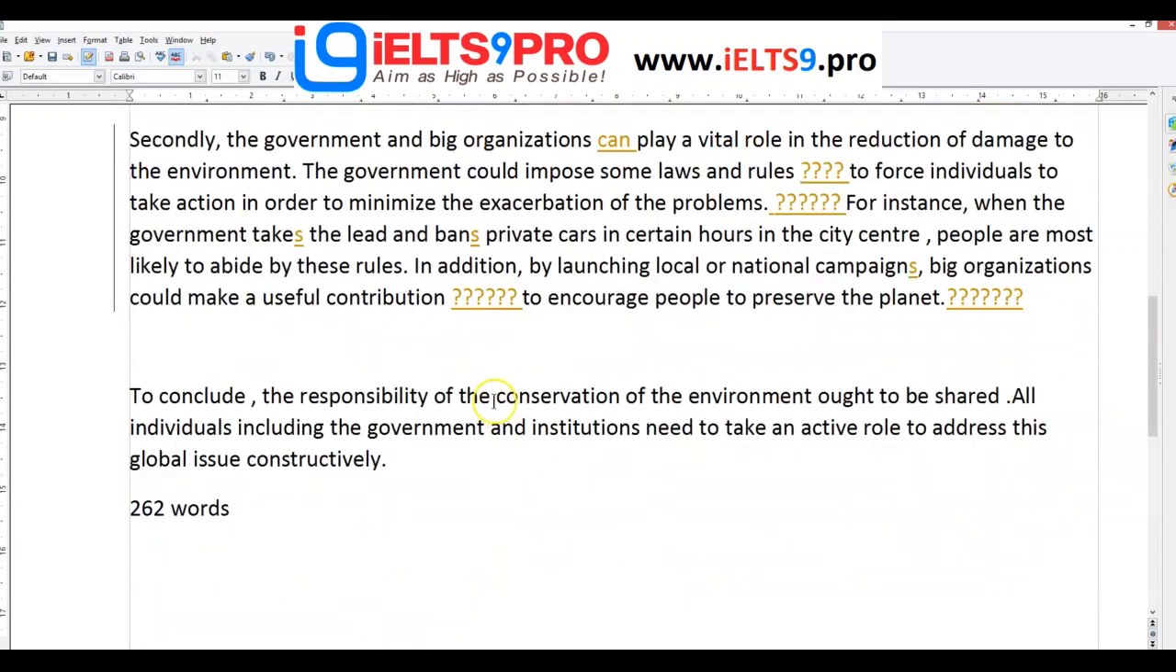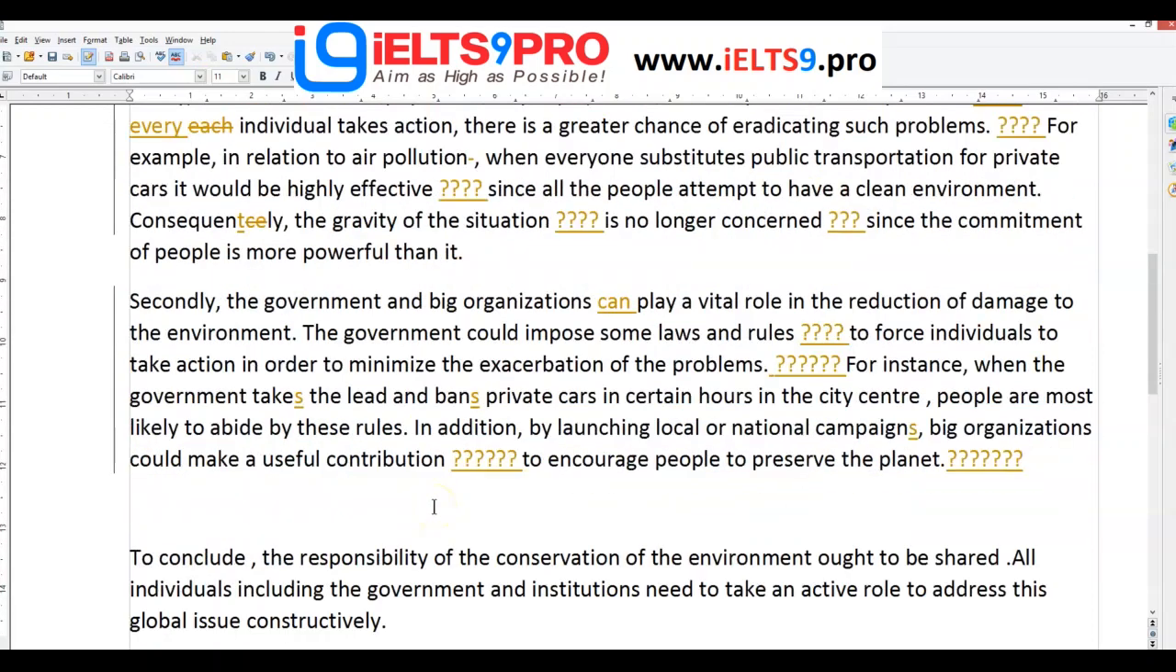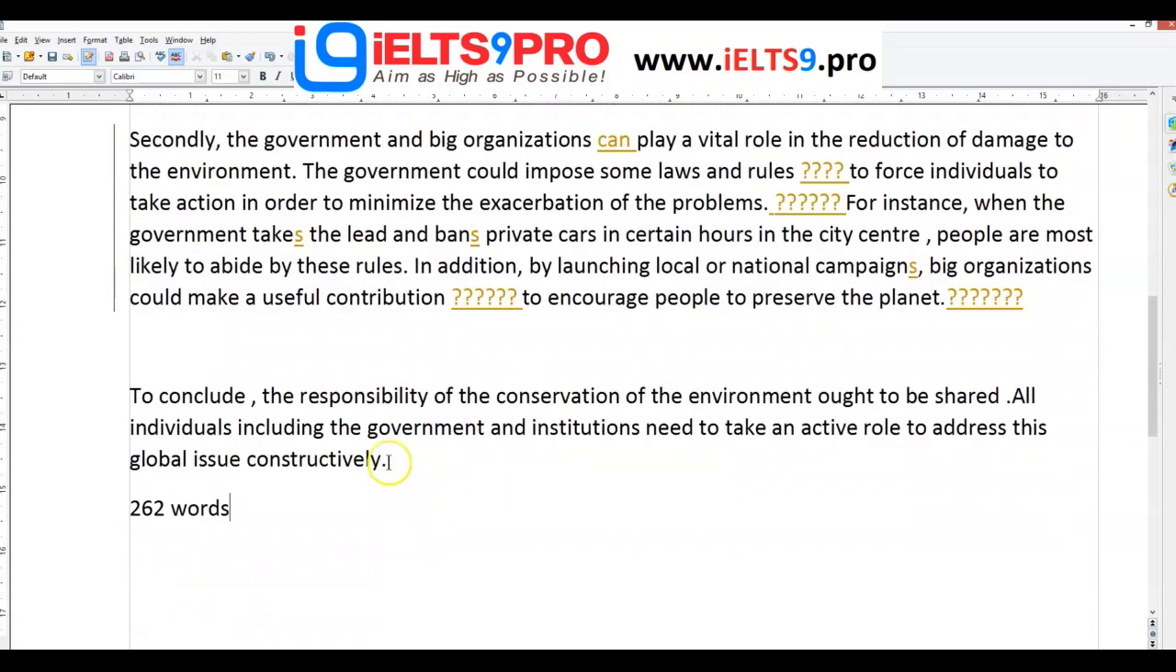So, to conclude, responsibility for conservation of land ought to be shared issued constructively. Okay, that's good, but it's missing your main ideas. You have to restate your main ideas. I need a sentence or two, well, a single sentence. Therefore, by individuals of a government, blah, blah, they will do, okay, and that would take it up to about 300 words, and that would be fine.